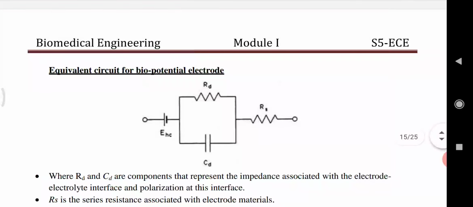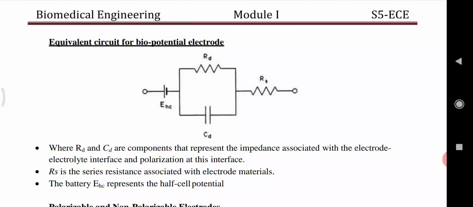And here is the equivalent circuit for the biopotential electrode. You have to study this biopotential equivalent circuit for the biopotential electrode. In this case, RD and CD are components that represent the impedance associated with the electrode and electrolyte interface and polarization at this interface. That is, the resistance RD and capacitance CD represent the impedance associated. RS is the series resistance, and the battery ESC represents the half cell potential.